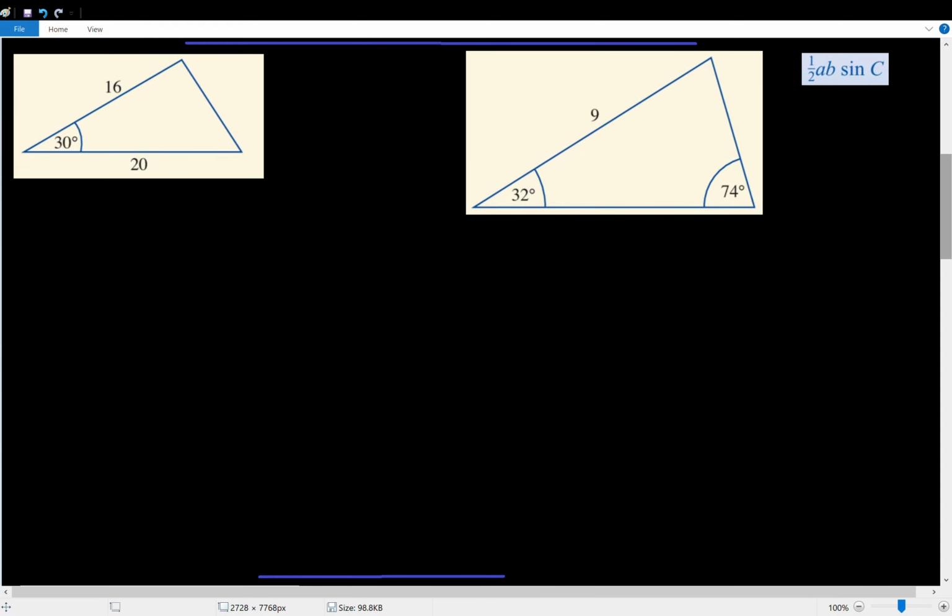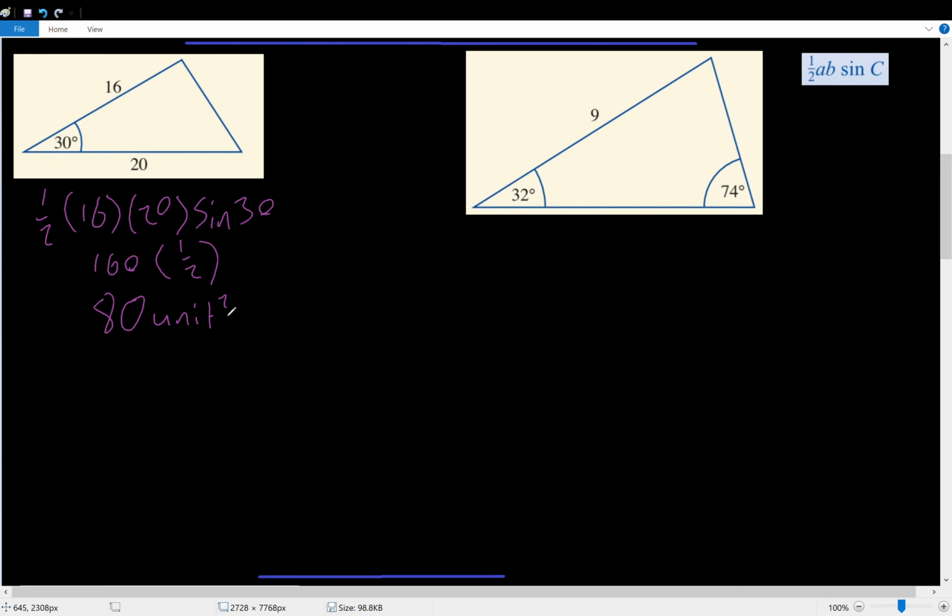So, for this first one here, it's relatively straightforward. We've been given two sides and the angle in between. So we can use the 1/2 AB sine C formula for this. So it'll be 1/2 times 16 times 20 times the sine of 30. And you can stick that straight into a calculator if you want, but if you do it step by step, 1/2 by 16 by 20 is 160, and the sine of 30 is 1/2. So our area for this is just going to be 80 units squared. So that's straightforward enough for that one.